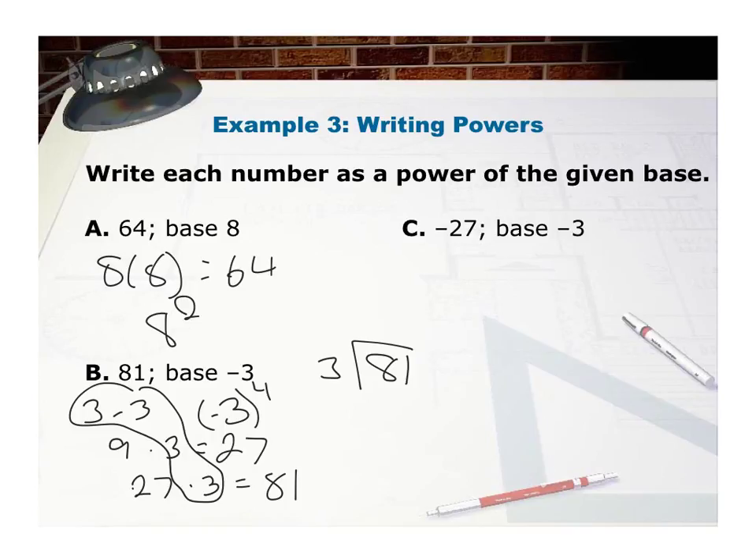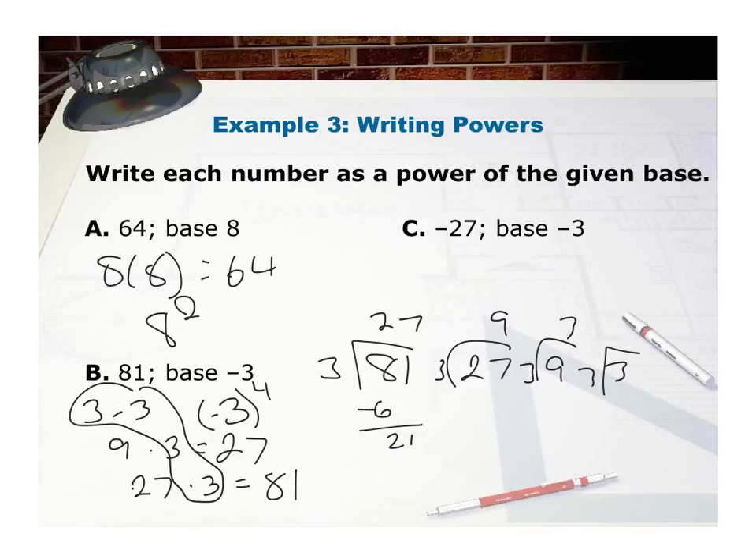3 goes into 8 twice, which is 6. And then we have 27. And then I would do 27 divided by 3 is 9. 9 divided by 3 is 3. 3 divided by 3 is 1. And I would look at how many times I was able to divide by 3. Same thing, it's 4 times, so we'd still get that negative 3 to the 4th power. So why don't you go ahead and pause the video and try 27 to a base of negative 3 on your own.